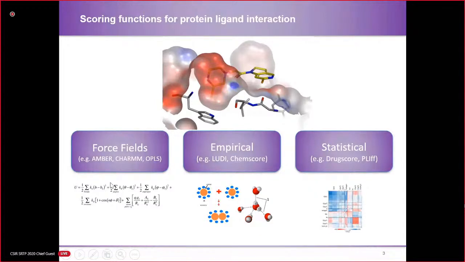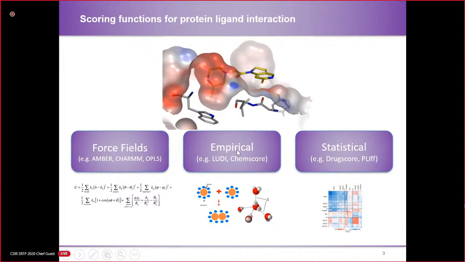The first one is physics-based scoring functions, where you actually measure the interactions like non-bonding interactions, for example, van der Waals interactions, electrostatic interactions between protein and ligand, but also you can have bonded interactions, so bonding angle and dihedral and so on. You sum them all up, and then you get a score, and that's your physics-based force field method. There are some examples: Amber, CHARMM, OPLS, and there are many others.